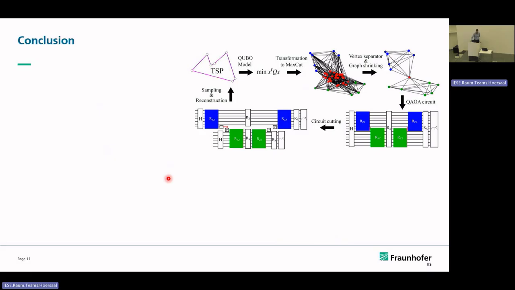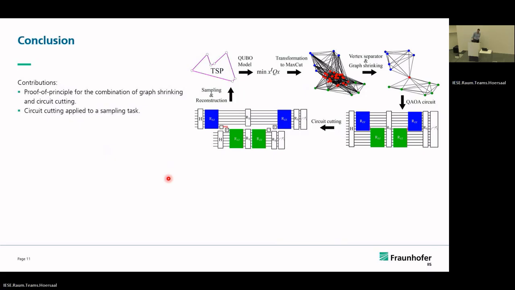Great, let me come to a quick conclusion. The main point is we did this proof of principle of the combination of graph shrinking and circuit cutting on real hardware. We are one of the first, I think, who applied circuit cutting to a sampling task. And what we see is that on real hardware, if the instance size is large enough, the noise mitigation due to circuit cutting overcompensates for the distribution broadening.